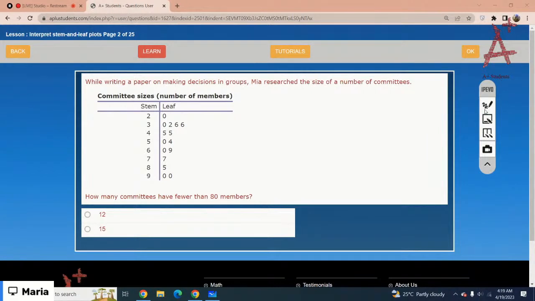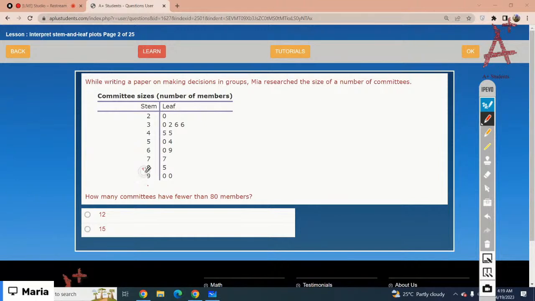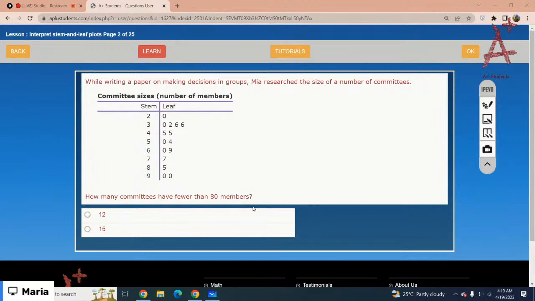For the stem 8, just look at the stem 8. Here you have 85. You have to look at all the values that are less than 80. So you just count all the leaves that are less than 80. So you have 1, 2, 3, 4, 5, 6, 7, 8, 9, 10, 11 and 12. That means you have 12 that have fewer than 80 members. So the correct option is 12.